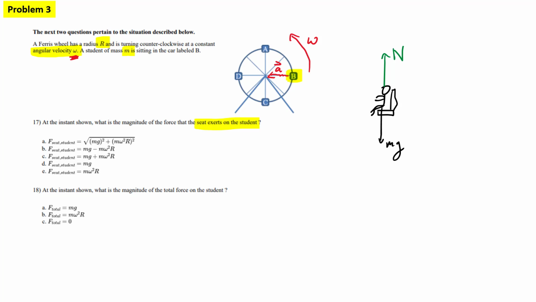Now, depending on whether it's the seat providing it, or maybe the static friction between his clothes and the seat, there has to be some other force over here. I'm just going to call this one here static friction. All right, now let's think about these forces.